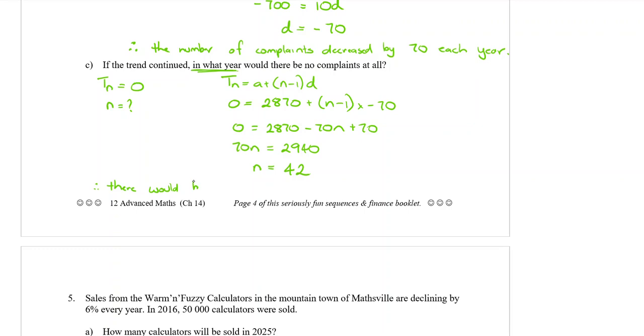There would be no complaints in the year. Okay, we started with 2006. Am I going to add on 42? Yeah, I've got to subtract off the 1. Okay, because the first year, 2006, has already been counted. So 2047 is the answer.